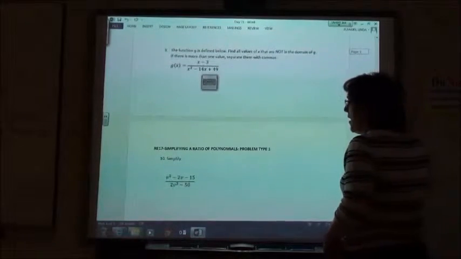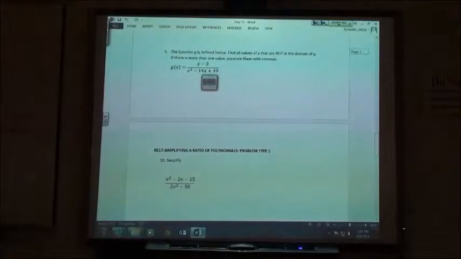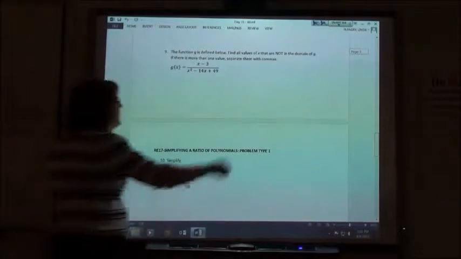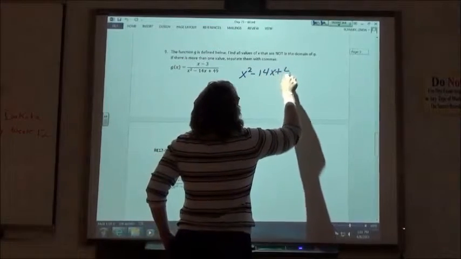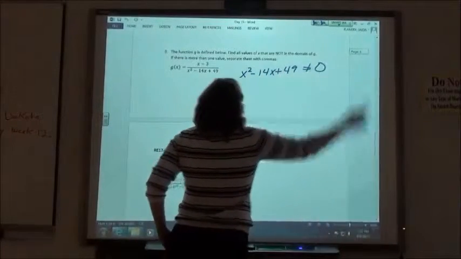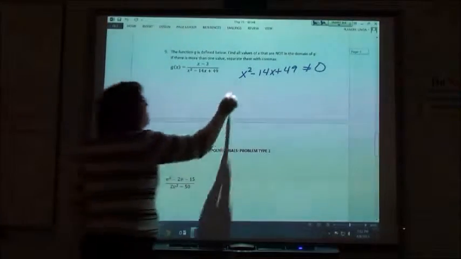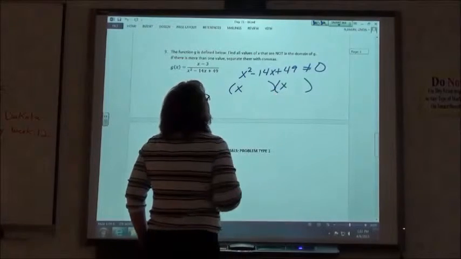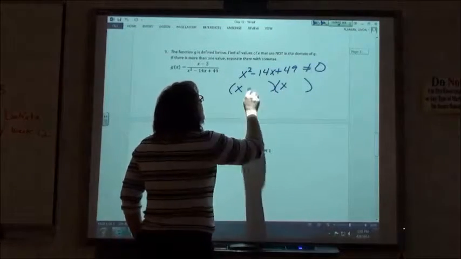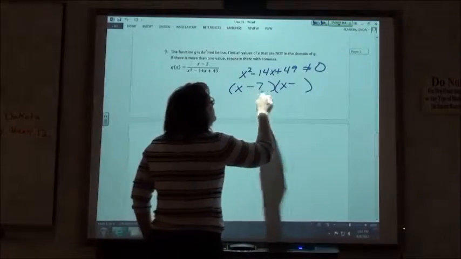So number 9, x squared minus 14x plus 49 can't be equal to 0. Factor: x and x, the positive sign at the end, so both are negative. And then we got 7 and 7.